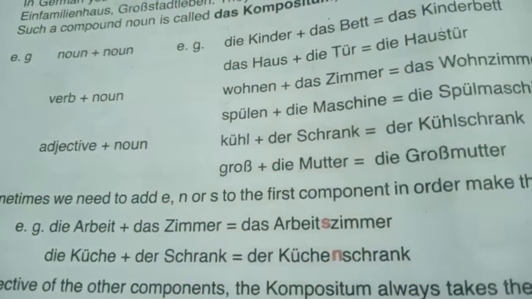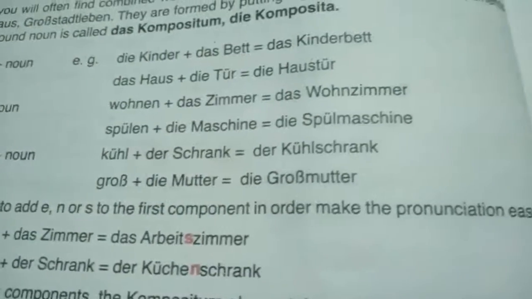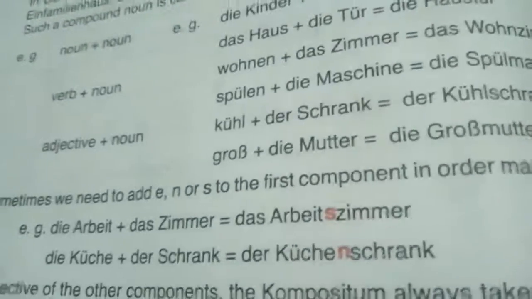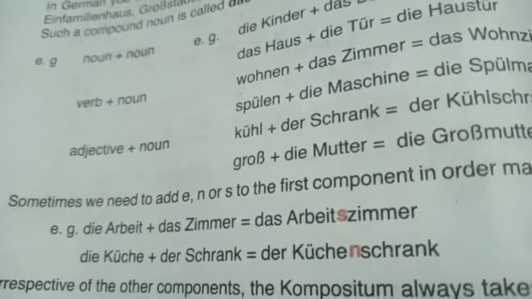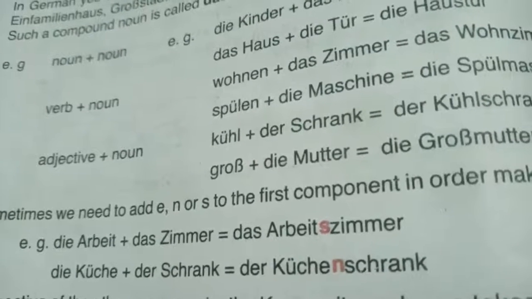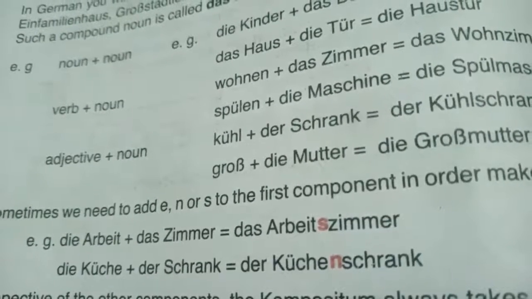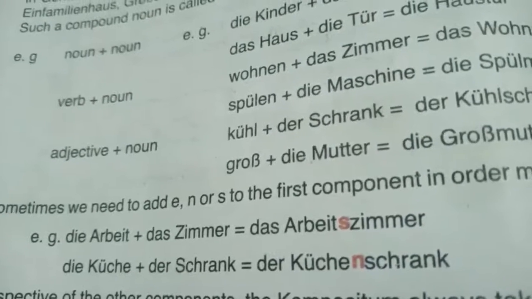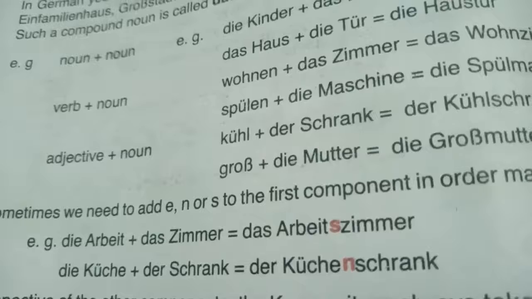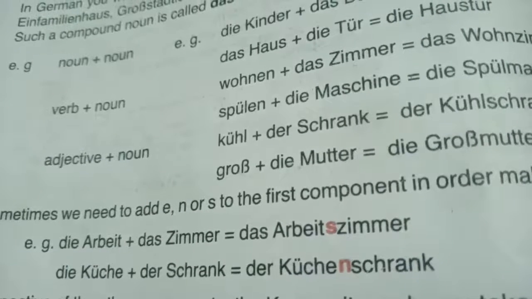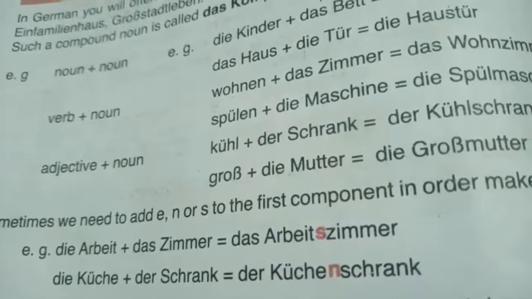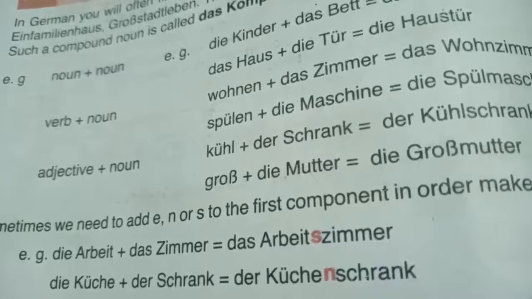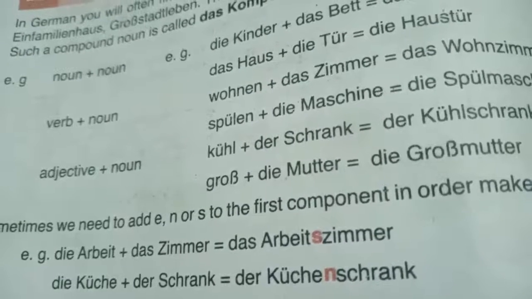Next, sometimes we need to add E, N or S to the first component in order to make the pronunciation easier. Just like here. Die Arbeit plus das Zimmer is equal to das Arbeitszimmer. They add an S. As you can see, S is written in red bold. Die Küche plus der Schrank is nothing but die Küche plus N plus Schrank, which is der Küchenschrank. So I repeat again, Küchenschrank.